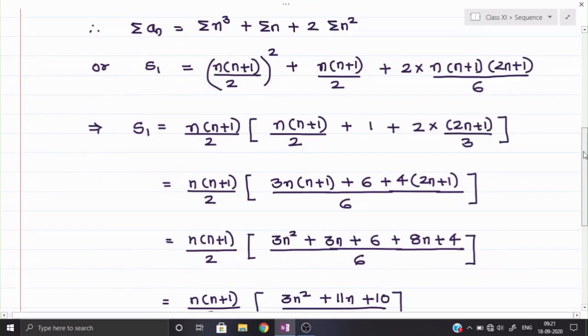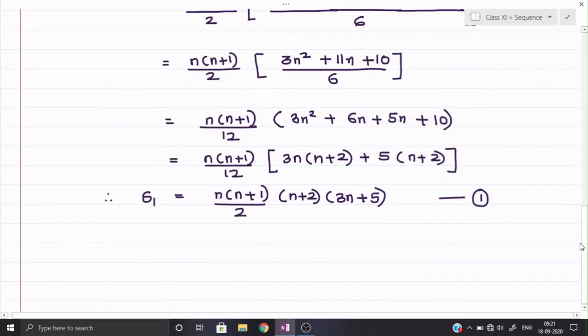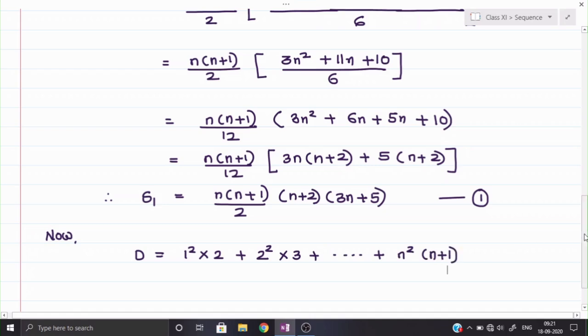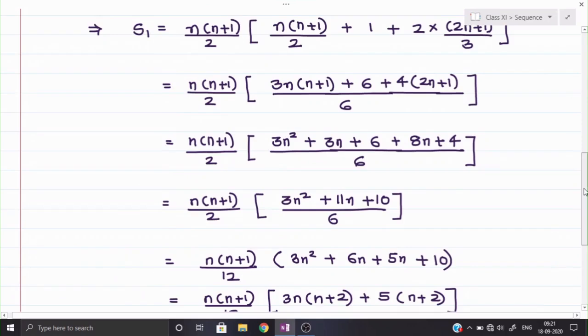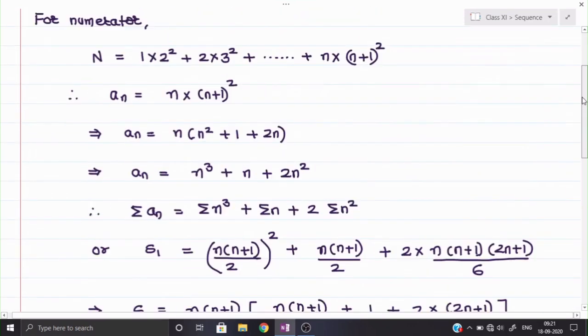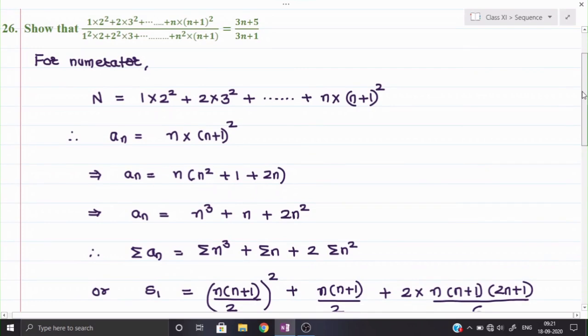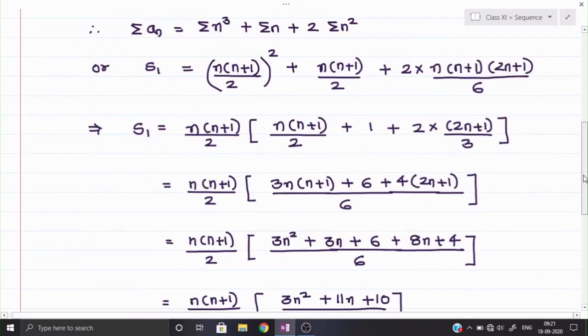So we'll write down the denominator. Now we can say that the denominator is 1 square into 2 plus 2 square into 3 plus dash dash dash n square into (n plus 1), right? Once shall we check the sequence we have written right? 1 square into 2, 2 square into 3. Okay, n square into (n plus 1). So let us start now.